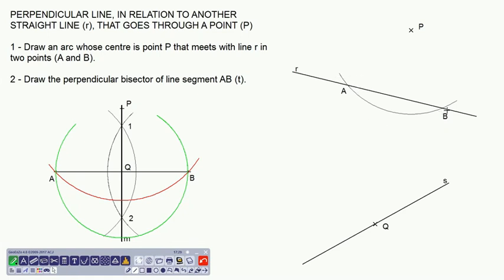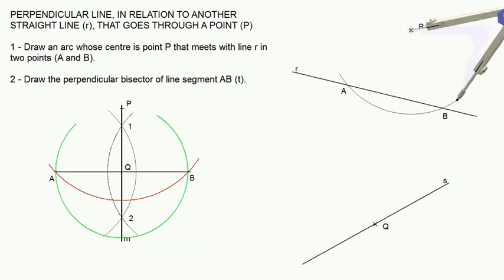The perpendicular bisector of line segment AB will be necessarily perpendicular to line R because it's the perpendicular bisector, and will have to go through point P because point P is at the same distance from A and from B. Okay, so if we draw the perpendicular bisector of line segment AB, we will have found the solution to this exercise, a straight line that goes through point P and is perpendicular to line R.